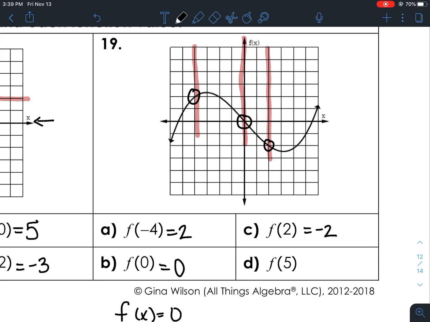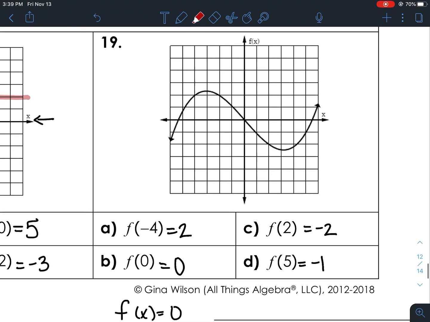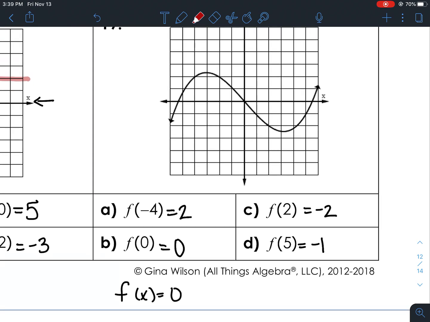F of 5, so I'm going to go over to 5. Draw my line up and down. That time it's hitting right here at negative 1. All right, here comes a tricky one. Okay, this one is asking now, when does y equal 0?